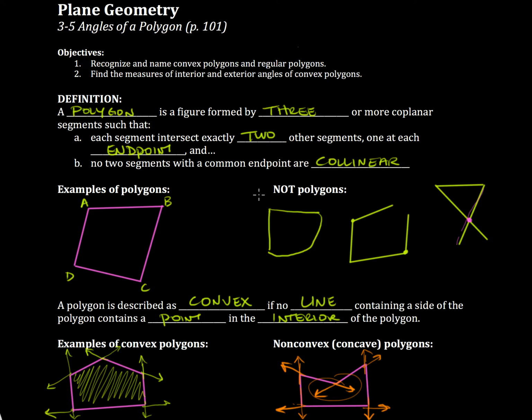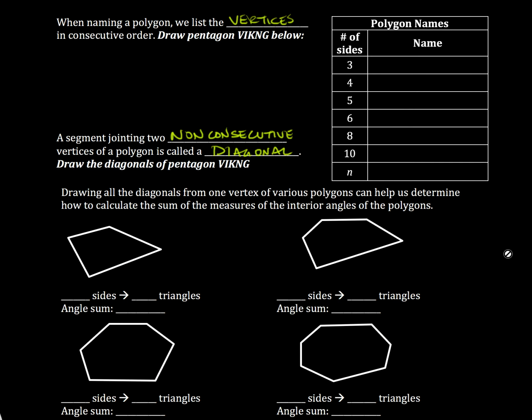So we know what a polygon is and what a polygon isn't. We can see how to divide them into convex versus concave. What about how we name polygons? Let's take a look at that next. We name polygons by listing vertices in consecutive order, and it's important here about this consecutive order. So if I wanted to draw a pentagon VIKNG below, a pentagon has 5 sides.